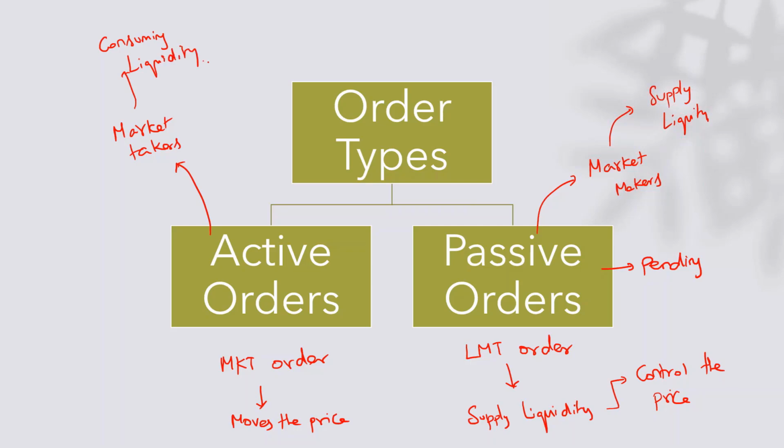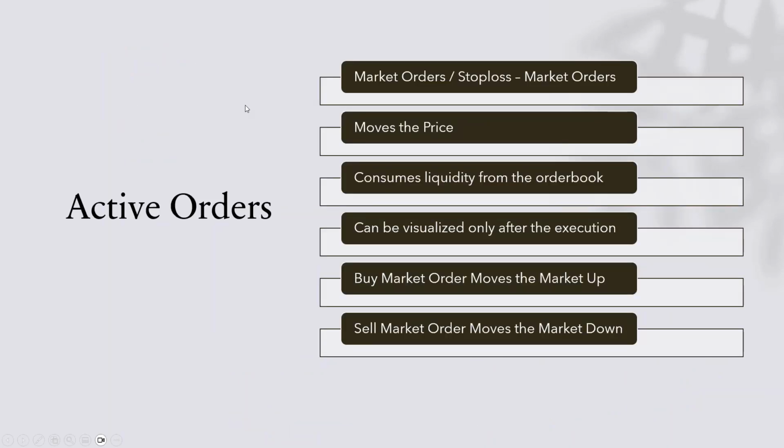Right? That's what it means. So what do active orders do? They are mostly market orders, or they can be stop loss market orders also. They move the price, they consume the liquidity from the order book. You can visualize market orders only after the execution of the trade. A buy market order moves the price up, a sell market order moves the price down.